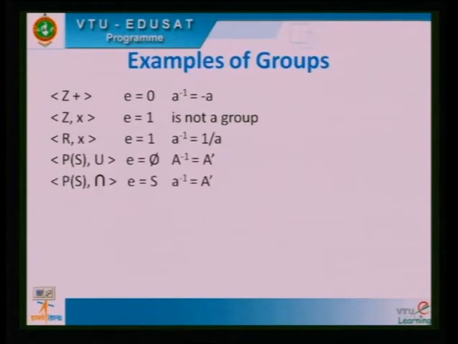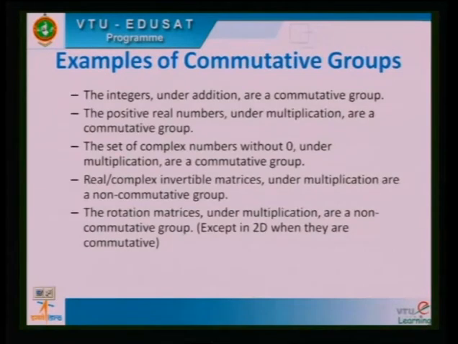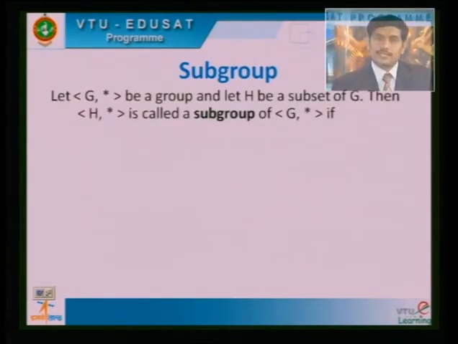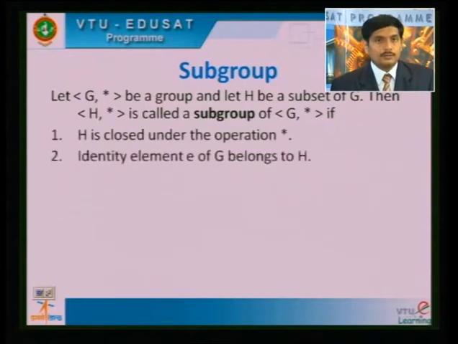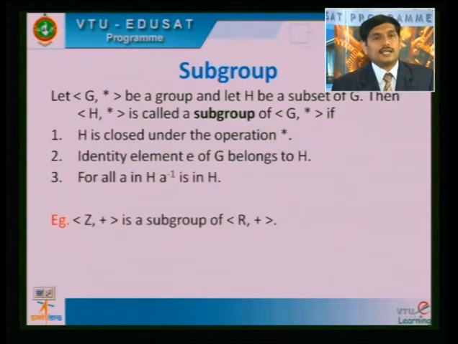And also we gave some examples related to groups, and also we discussed some examples of commutative groups, and also we discussed the subgroup. If G is a group and H is a subset of G, and H satisfies all the properties of a group, then we say that it is a subgroup. That is the general definition.